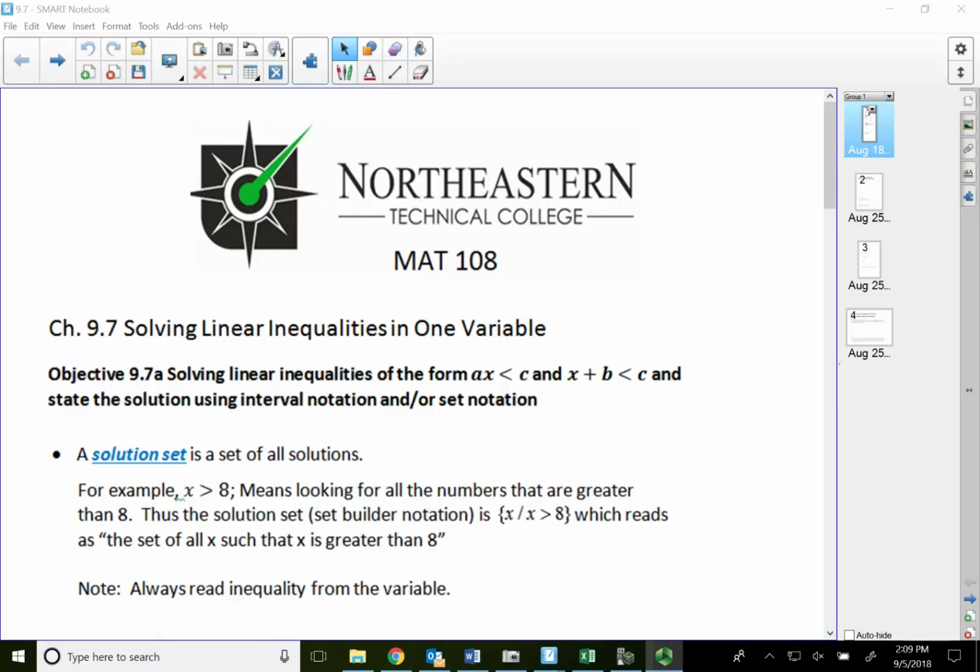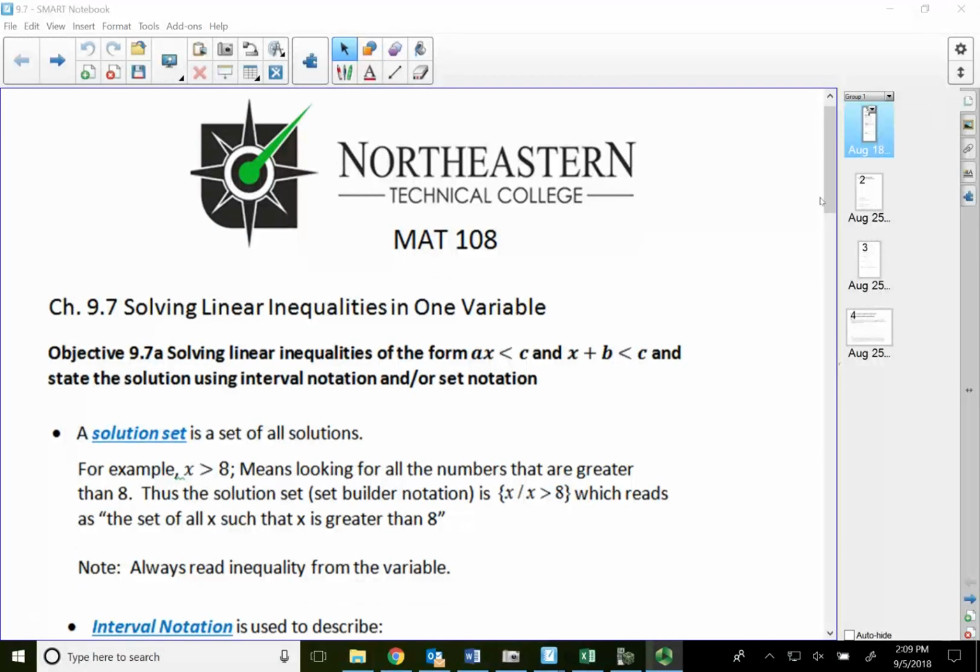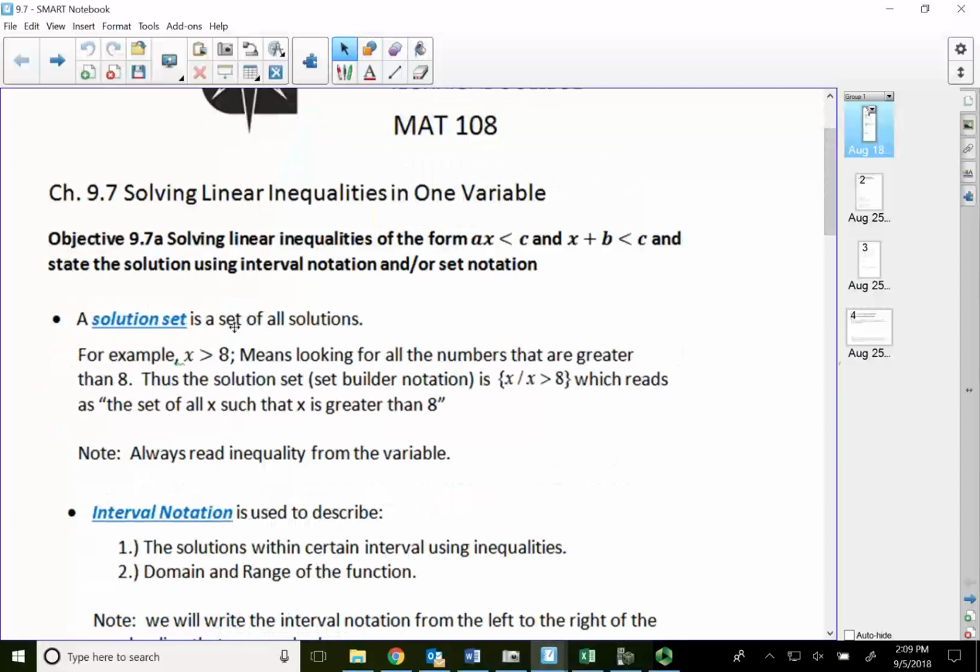Welcome to module 9.7. In this lecture video, I'm going to show you how to solve what we call linear inequalities in one variable. Now, before I do any example, I would like to explain a couple of concepts. A solution set refers to a set of all solutions.